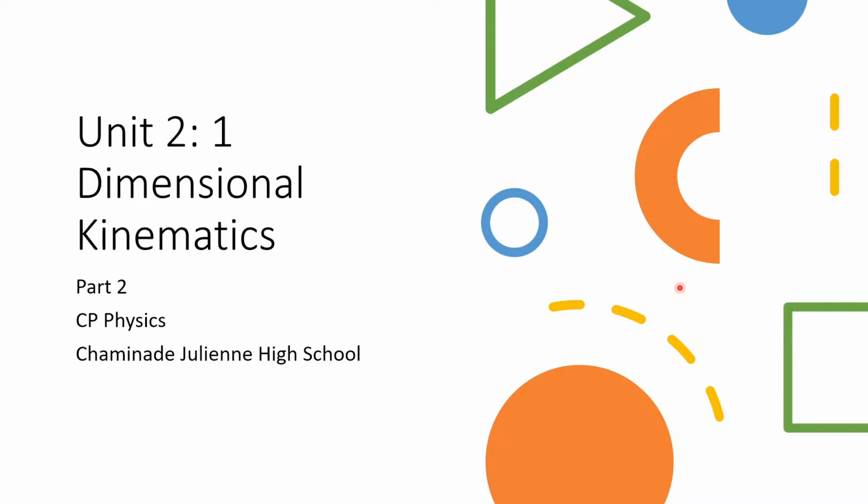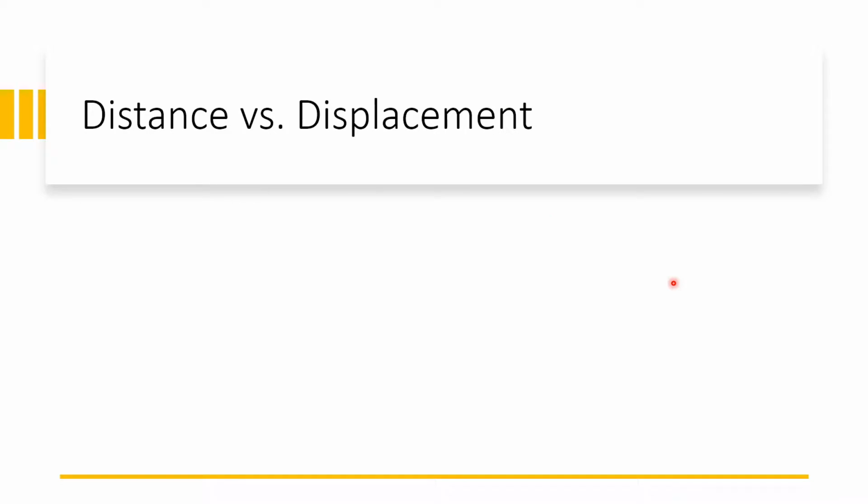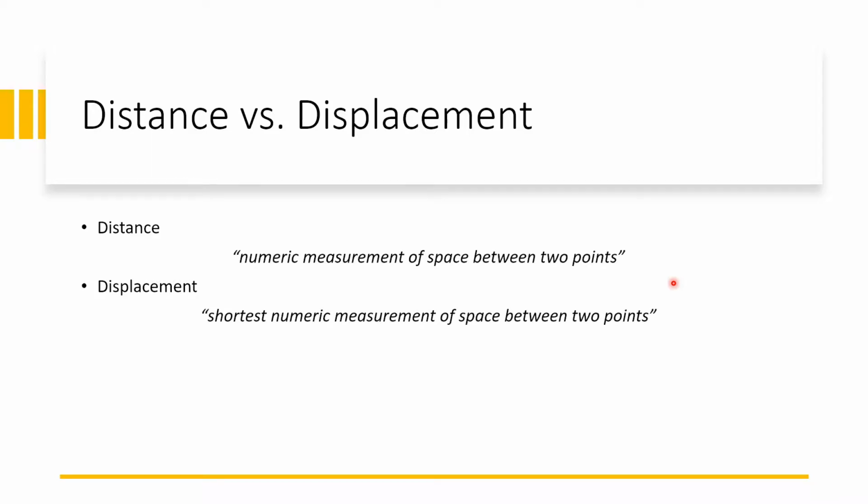Starting off from where we left yesterday, let's recap a couple of things. The first thing we discussed was distance versus displacement, and we went over what the definitions were. Distance is the total space between 2 points, or measurable space between 2 points. And then displacement was the shortest measurable space between 2 points.